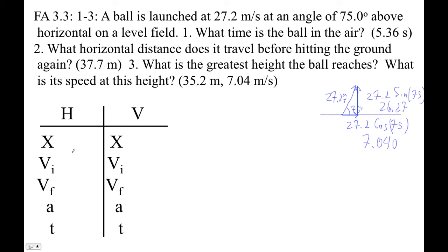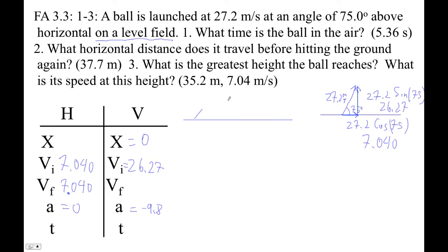Okay, so those go in here. This will be 7.040, right? So that horizontal part is what it always is. The initial vertical velocity is 26.27. This is 0, this is negative 9.8. And all of these, we're on a level field, so there's no net change in elevation. We start at the same elevation that we end, so that's 0, which means that this final velocity is negative 26.27.